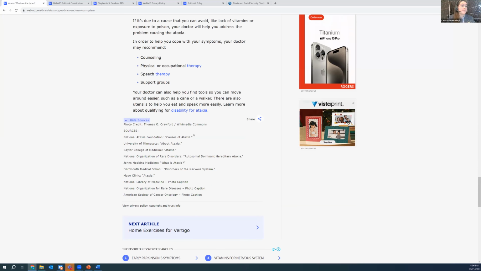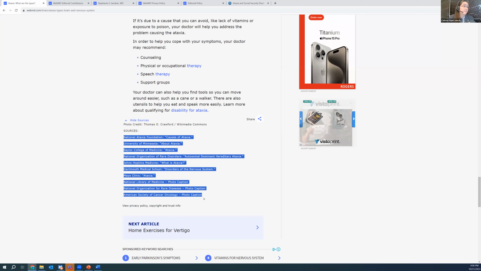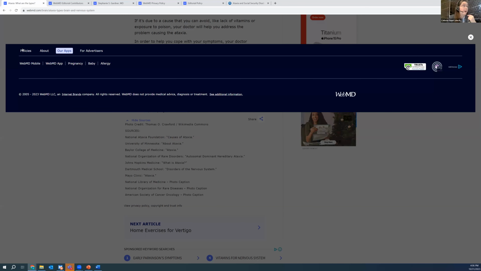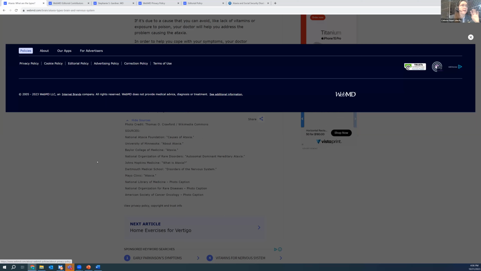Another good sign is that they show sources. So they have the different sources that they're citing, including the National Ataxia Foundation. So thank you, WebMD, for citing us. And if we scroll down here further, they have a privacy policy and an About Us page. So those are both fantastic signs. For now, we'll just skip over that for the sake of time.